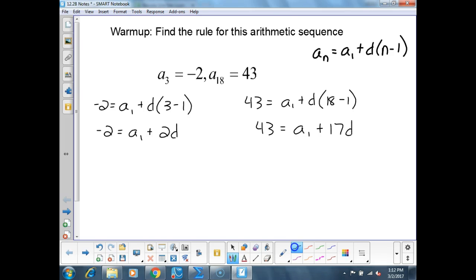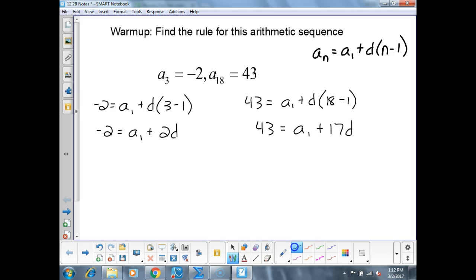Now I've got 2 equations with 2 variables. How can I solve those? What do we call that? Elimination. That's one way. Substitution is another way. Cramer's rule is a third way. Matrices is a fourth way. Graphing, but we're probably not going to graph it, unless you're criminally insane.